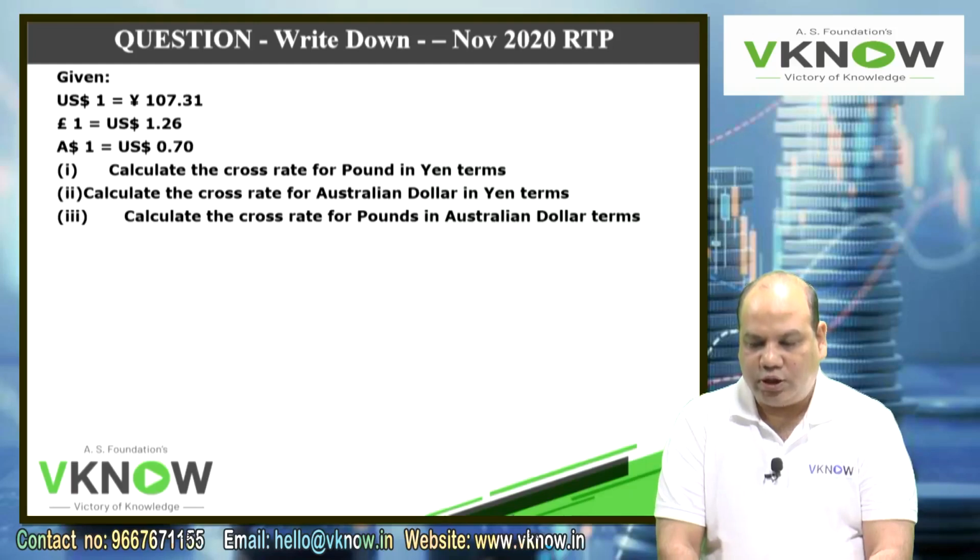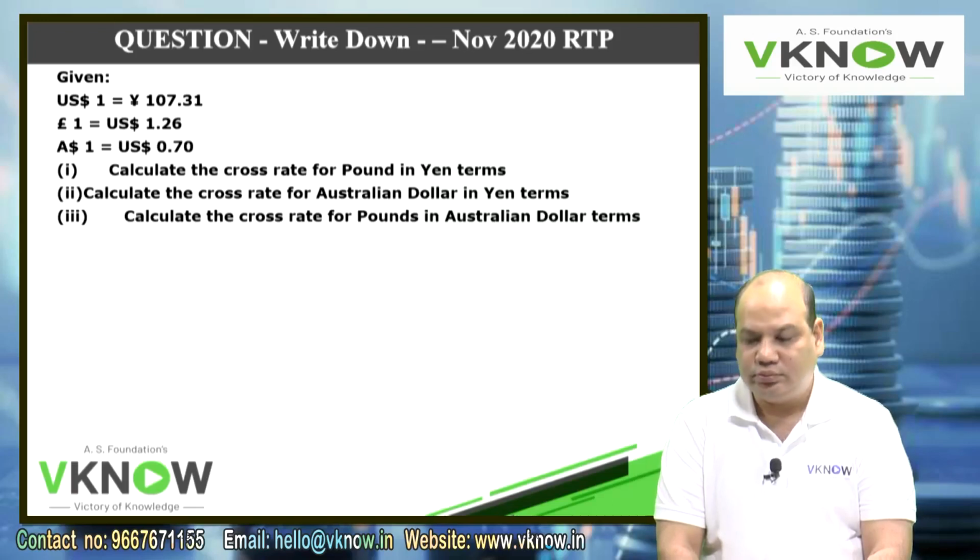Then write Australian dollar 1 equal to US dollar 0.70.